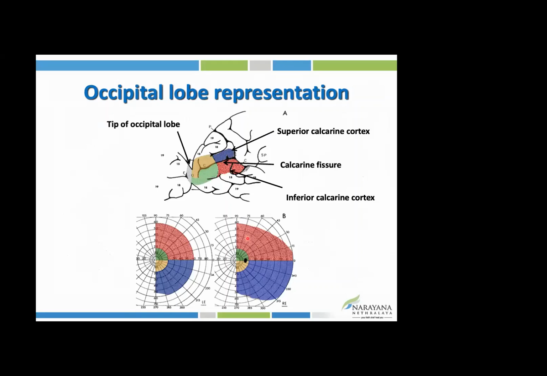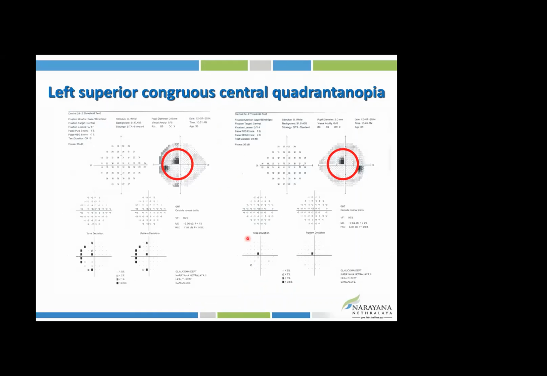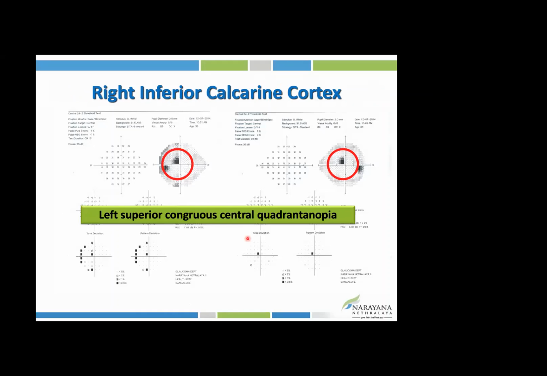So if you notice the tip of the occipital lobe, the representation is right at the central, and that's why you can have a central defect. So this patient with the left superior congruous central quadrantanopia actually had a problem at the tip of the occipital lobe, and as you have the opposite involvement, this patient had a right inferior calcarine cortex.